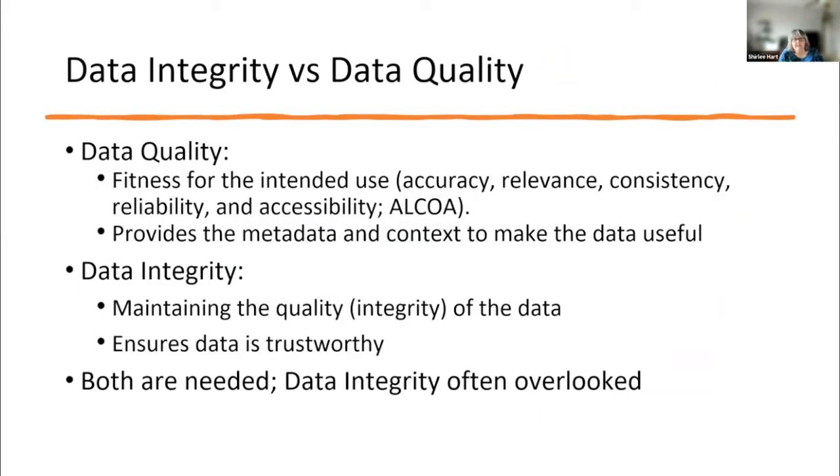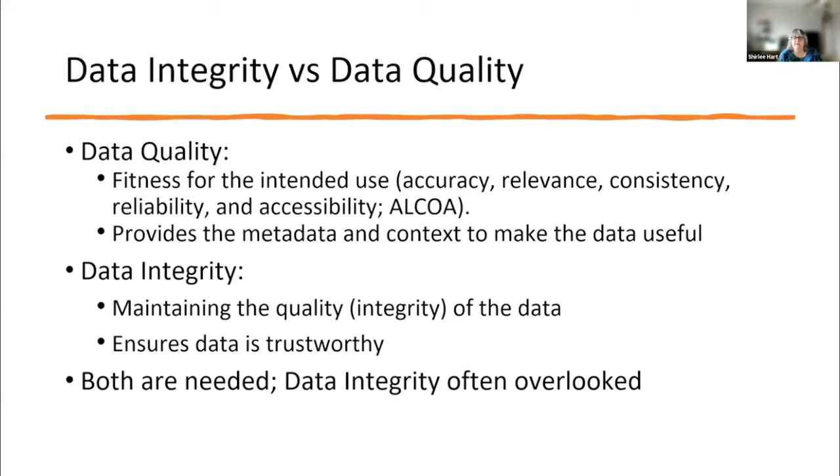One question that comes up a lot is data integrity versus data quality. And they're often used interchangeably, but there are some differences. Data quality really means the fitness for the intended use and the metadata and context around it. My favorite one is, I've had systems where you have a number, and the number is meaningless unless I have units to go with it. And in some cases, if you have the wrong units, trouble can happen. So the data needs to be useful.